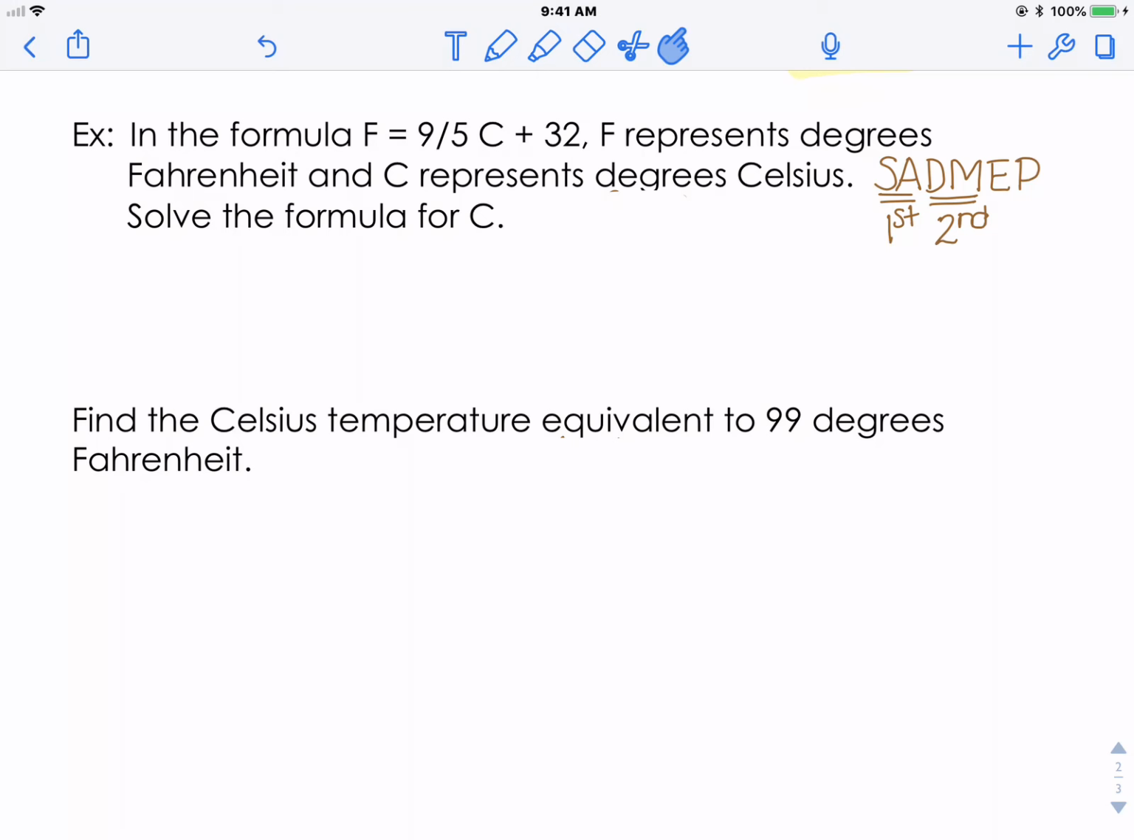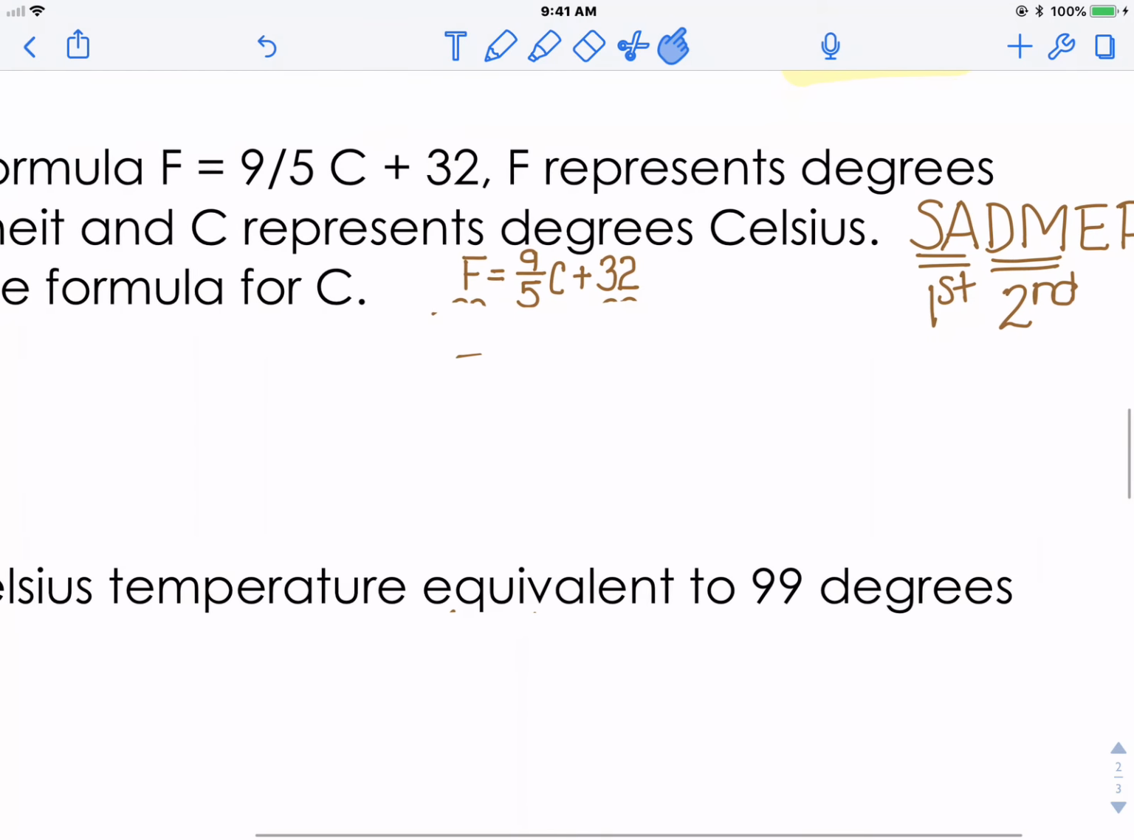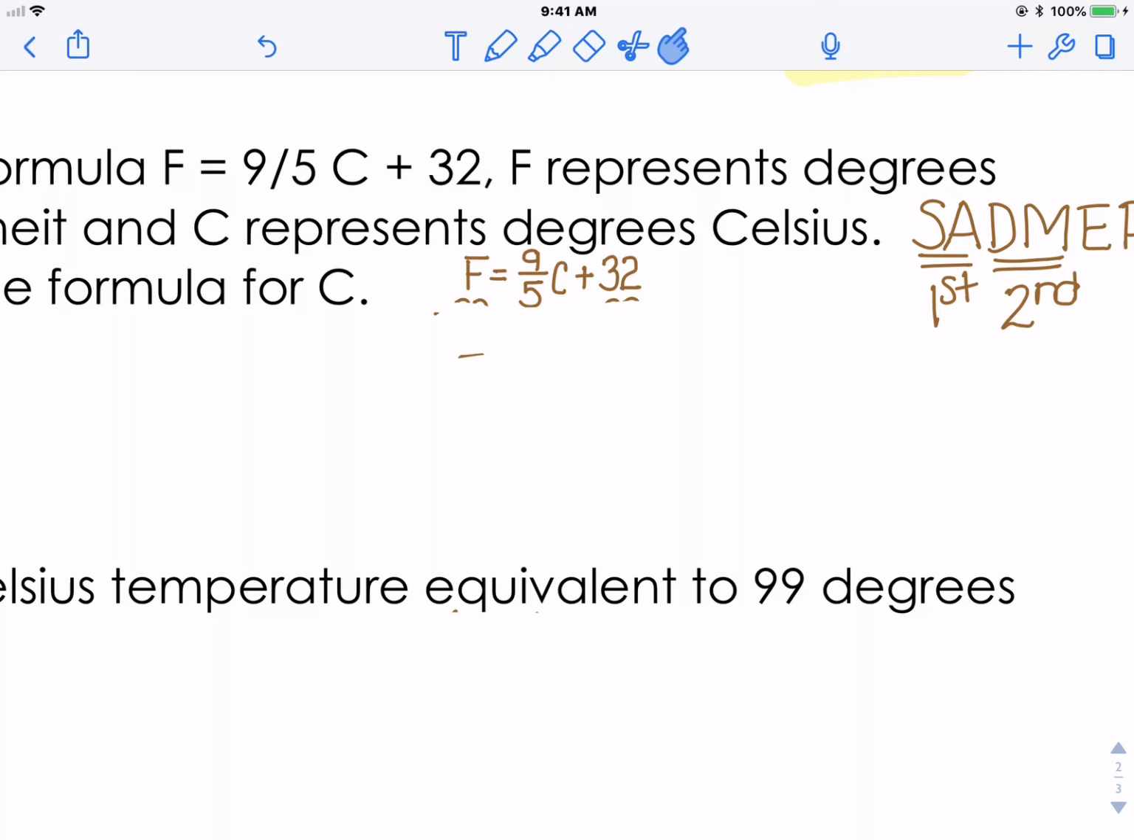So F represents the degrees in Fahrenheit, the temperature system that we typically use in the US, and C represents that temperature in Celsius. We'd like to solve that formula for C. So bring down the formula first. And when you bring it down, you want to think about what's going on in there. It's got 9/5 C plus 32.